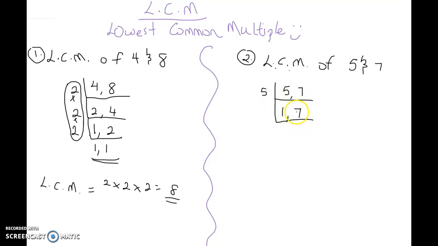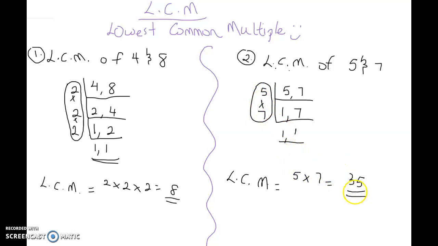So the smallest number that could go into 7 would be 7. So put back my first 1, and I'm going to get 7 into 7, 1. And then my LCM, same as the first question, multiply the two numbers on the left hand side. So 5 times 7 and we will get 35. Again, just as we did with the other method.